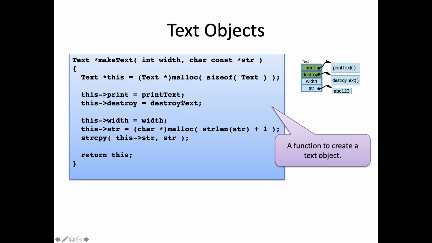It'll fill in its 2 function pointers. Here's how to print text. Here's how to destroy a text object. That's the code we just looked at on the previous slide. It will make a copy of whatever string you give it. So when you call make text, you give it a string, and then it copies that into malloc space to hold a copy of that string.